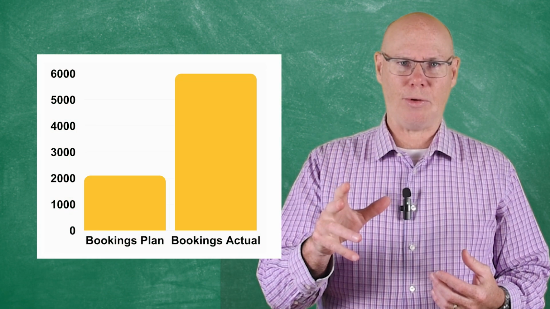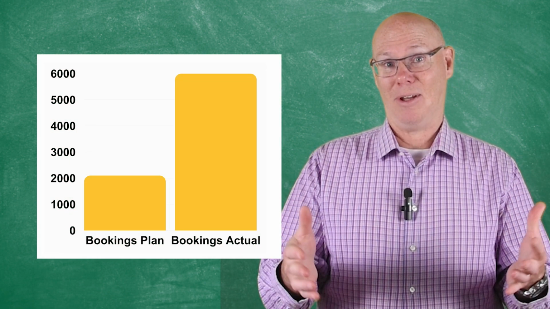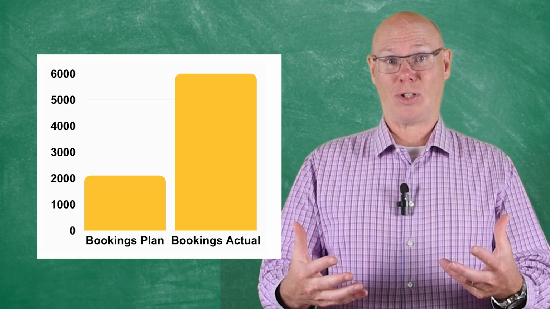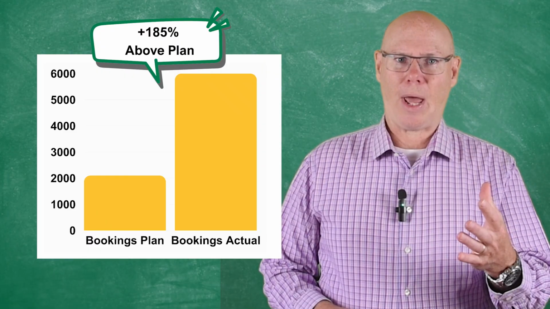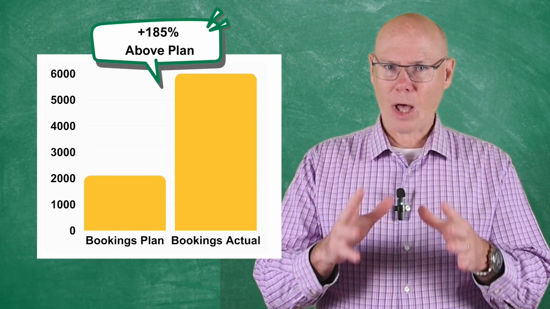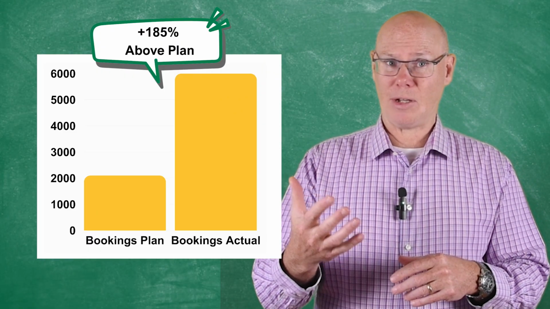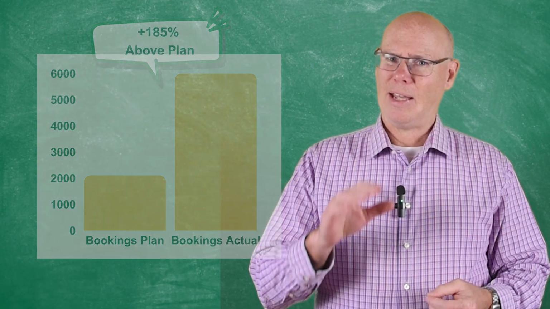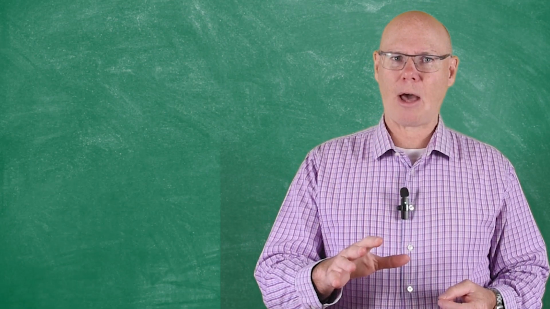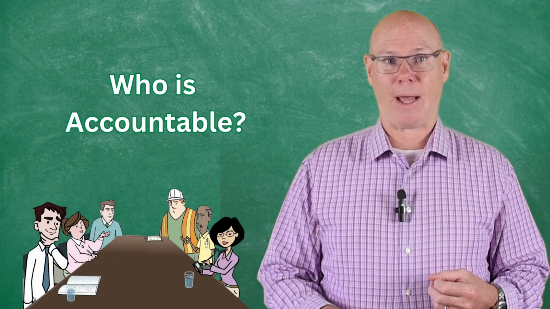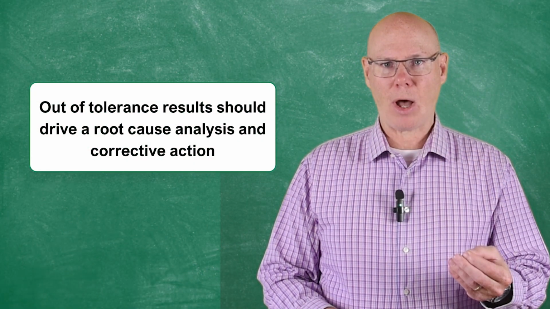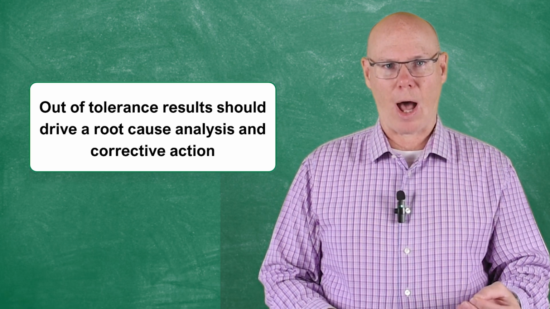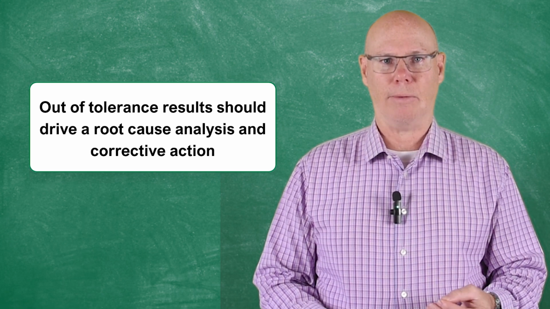Let me take an example. Suppose your bookings plan was 2,100 units, but the actuals came in at 6,000. That's great, but it's not just a small miss. That's a dramatic departure from the plan. You have to slow down, ask what caused the shift. Is it a one-time deal or a sign of something bigger? It's time to ask questions of those accountable for the bookings plan and to expect answers. Out of tolerance results should drive root cause analysis in order to understand why and to take the appropriate action.